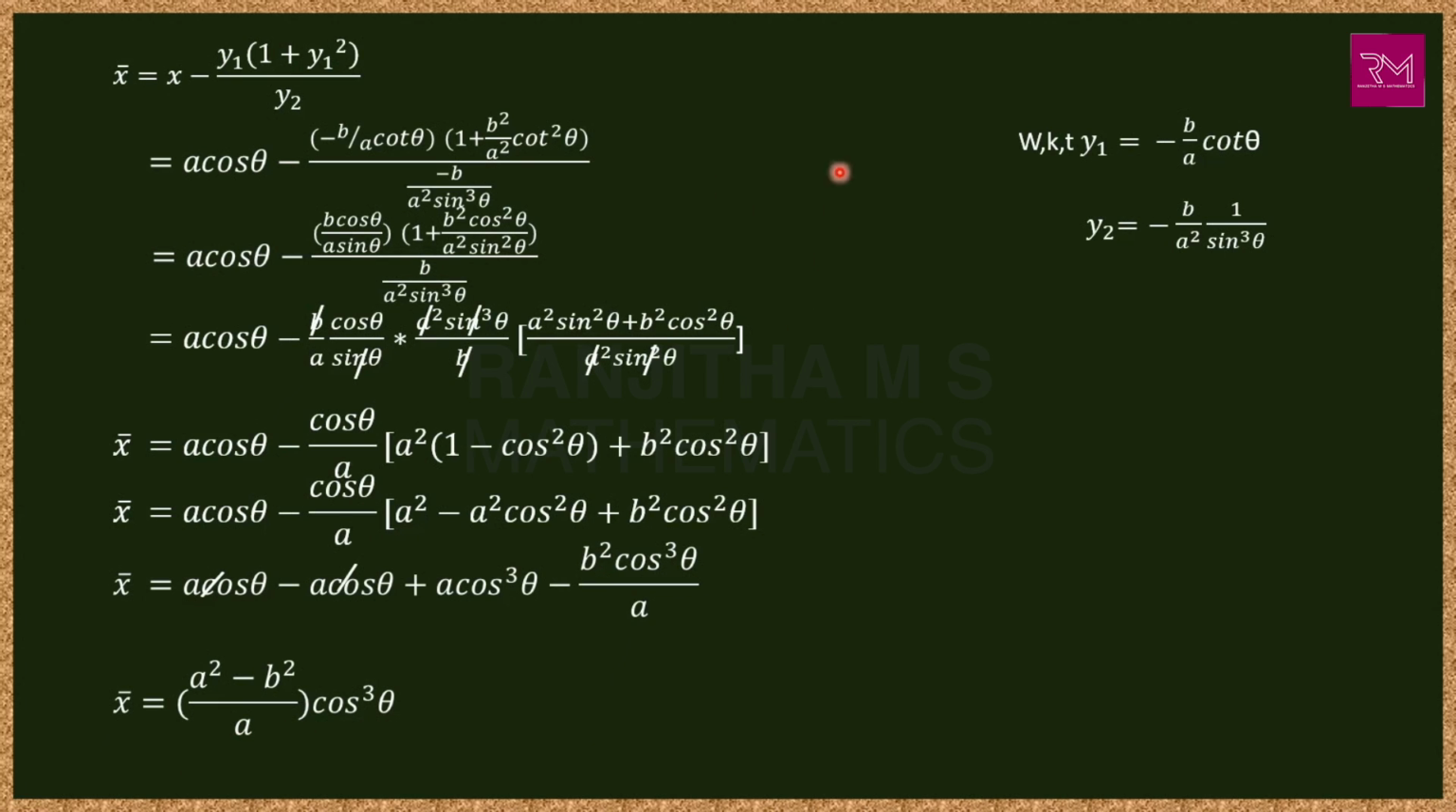You have to carefully substitute the terms and simplify. We get x bar value as a square minus b square divided by a into cos cube theta. This is our x bar.